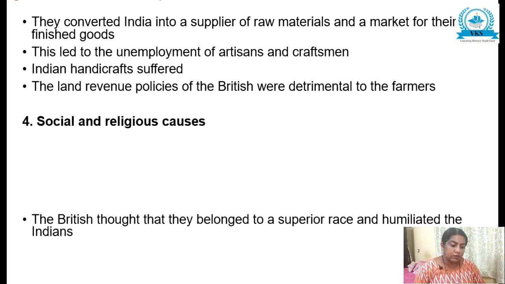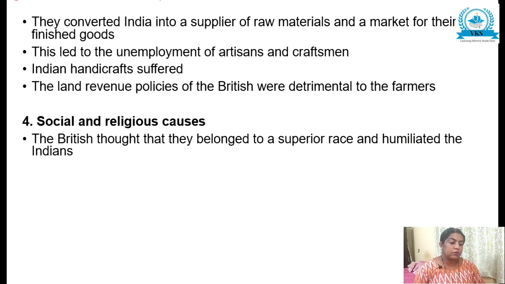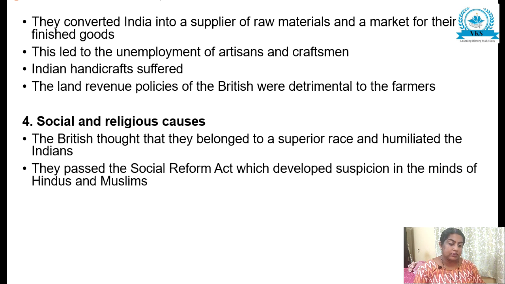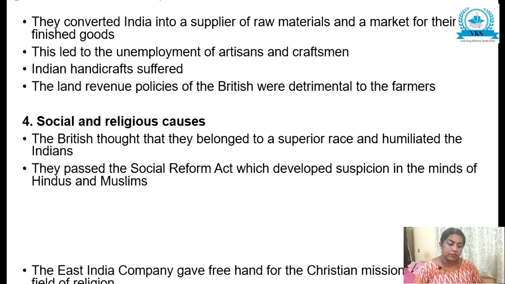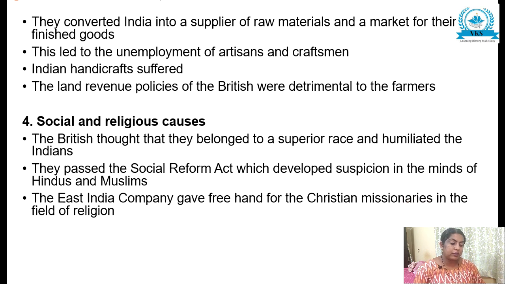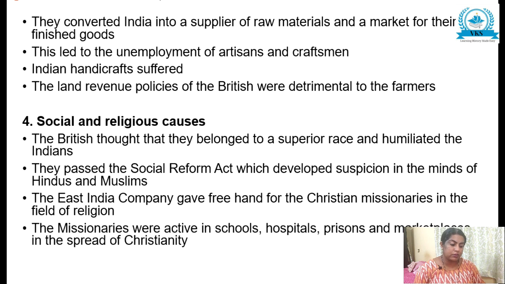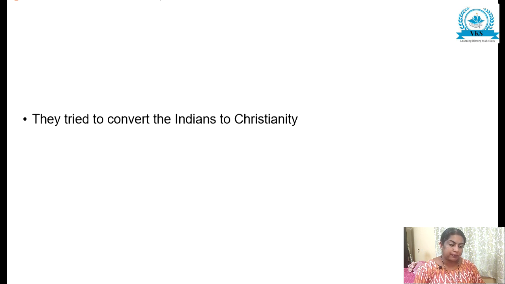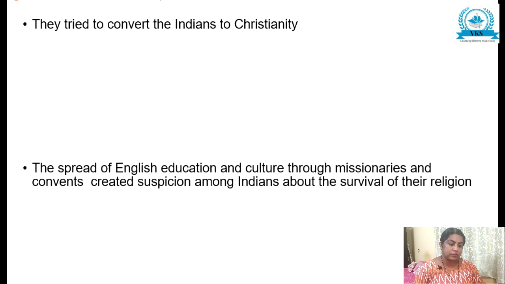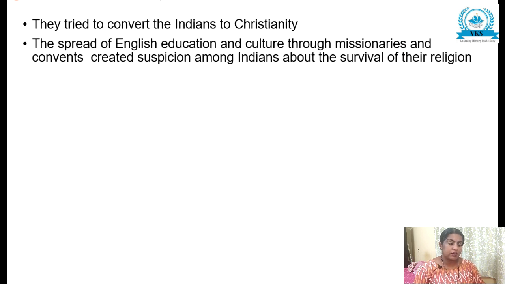Social and religious cause. The British thought that they belonged to a superior race and humiliated the Indians. They passed the Social Reform Act, which developed suspicion in the minds of Hindus and Muslims. The East India Company gave a free hand to the Christian missionaries in the field of religion. The missionaries were active in schools, hospitals, prisons, and marketplaces in the spread of Christianity. They tried to convert the Indians to Christianity, and the spread of English education and culture through missionaries and convents created suspicion among Indians about the survival of their religion.